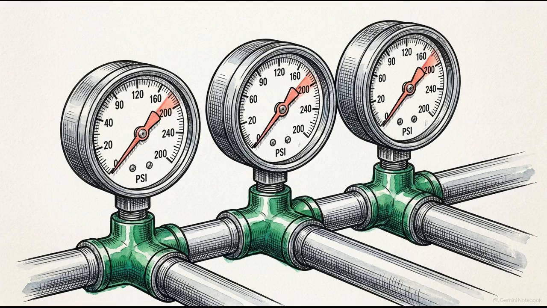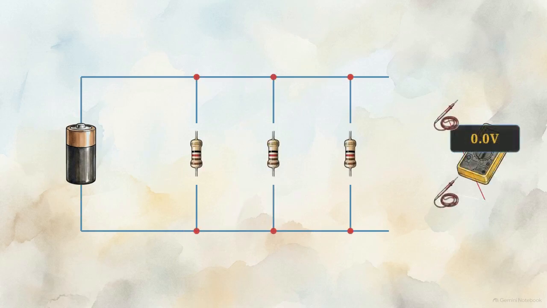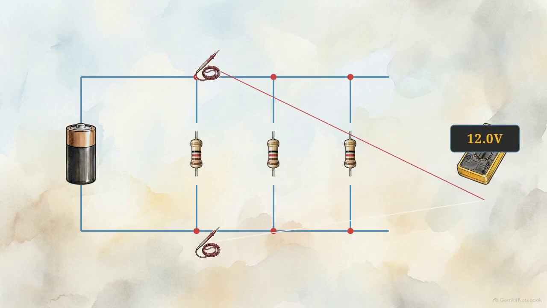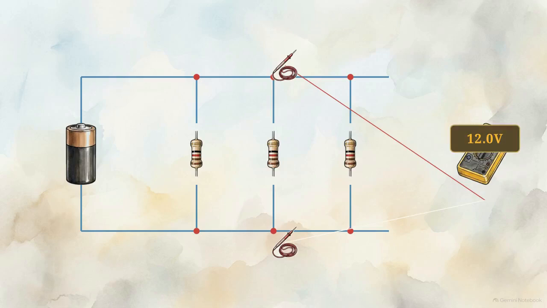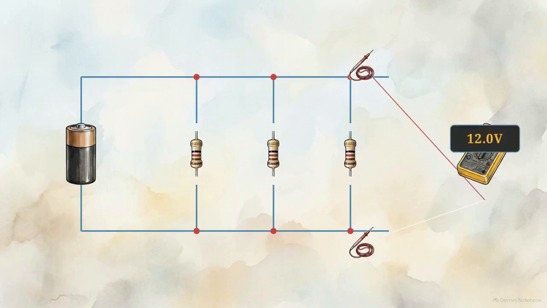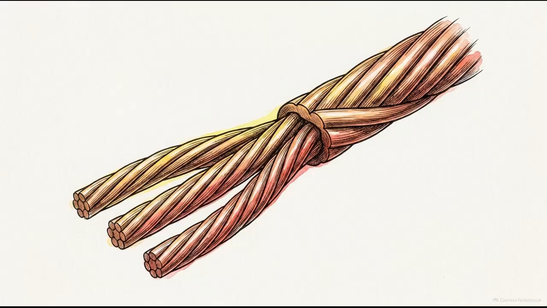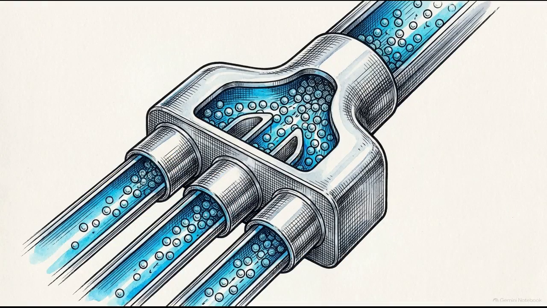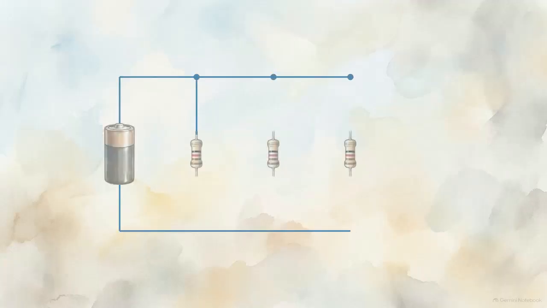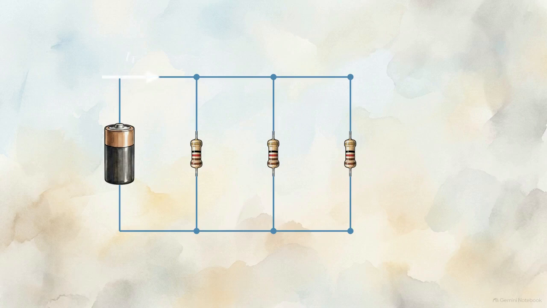The first rule governs voltage. Because every single branch in the circuit is anchored to the exact same origin node and the exact same return node, the electrical pressure across them must be identical. Looking at this schematic of a 3-branch circuit, if we probe the top and bottom nodes of each separate branch, the readouts match exactly. The total voltage equals the voltage at branch 1, branch 2, and branch 3. The pressure is uniform.